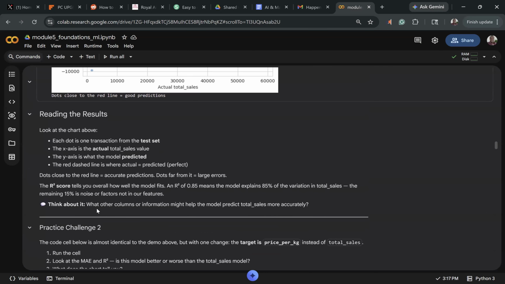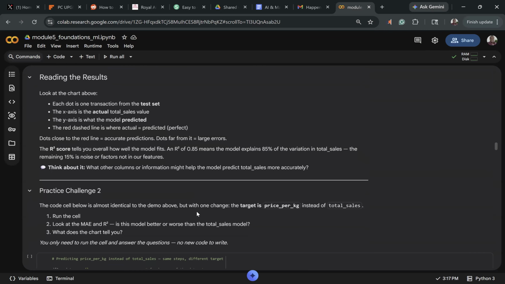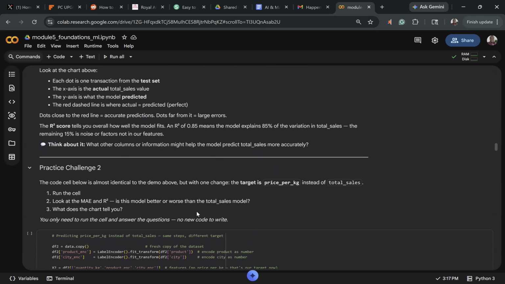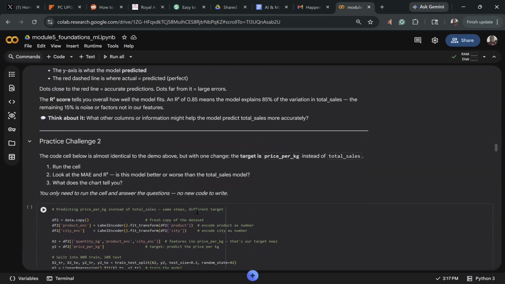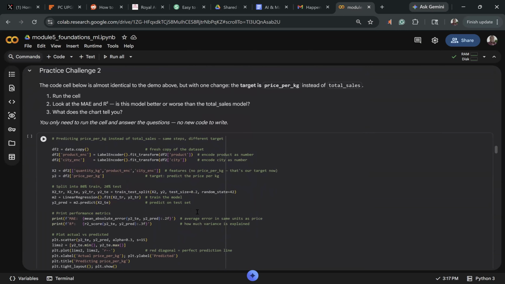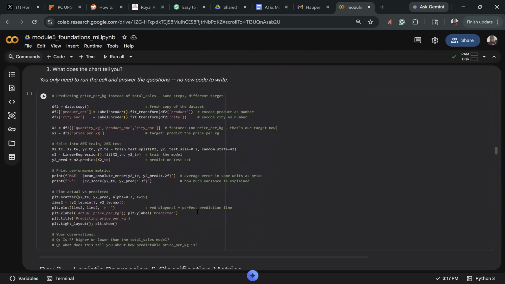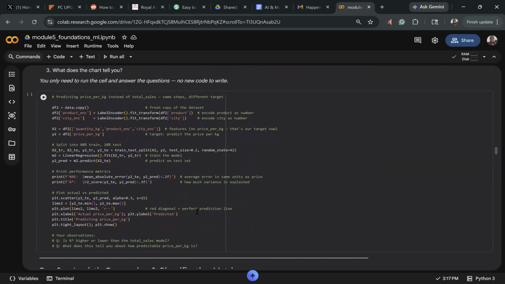To think about it, what other columns of information might help the model predict total sales? This is just a thought. You can think about it. What other data point can we add to our features that will make the prediction much more accurate? In this case, please, you have a practice question here. Go over it and let me know what you think in our WhatsApp group. If you have any question, just post it there.